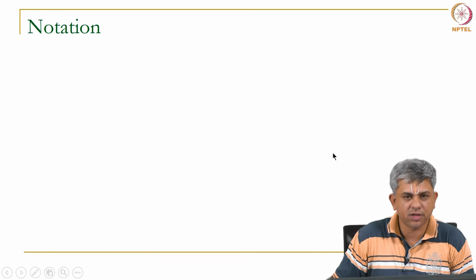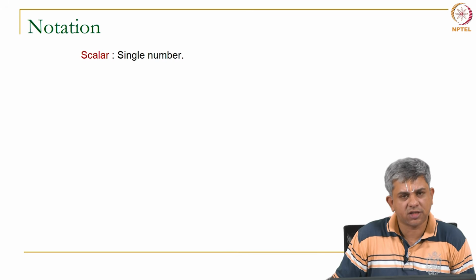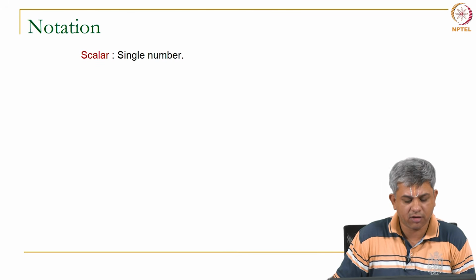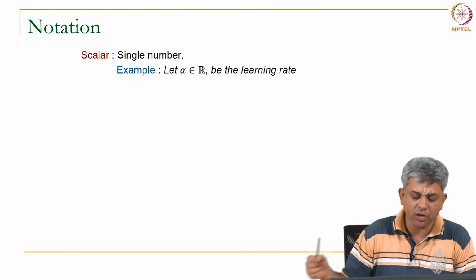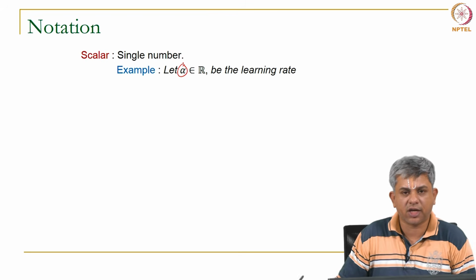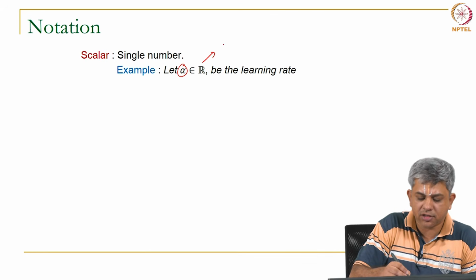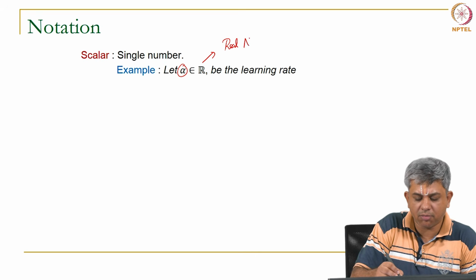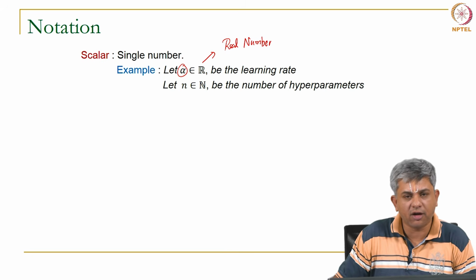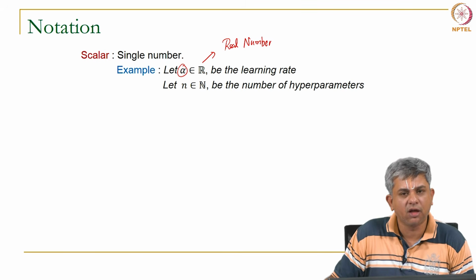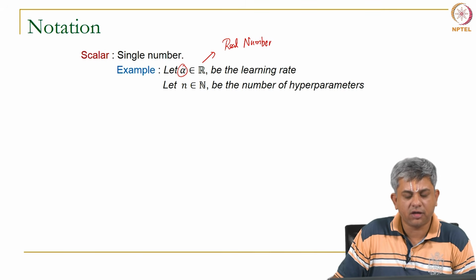Let us now look at some simple notation. If you are familiar with the notation for matrices, scalars, etc., you can skip this slide very easily. A scalar is a single number. We typically use small Greek letters for scalars. R here is real numbers, as you might know. An example is, let us say alpha is the learning rate, or n is the number of hyperparameters. Learning rate and hyperparameters are things that will come up later on in the algorithms that we use for machine learning.